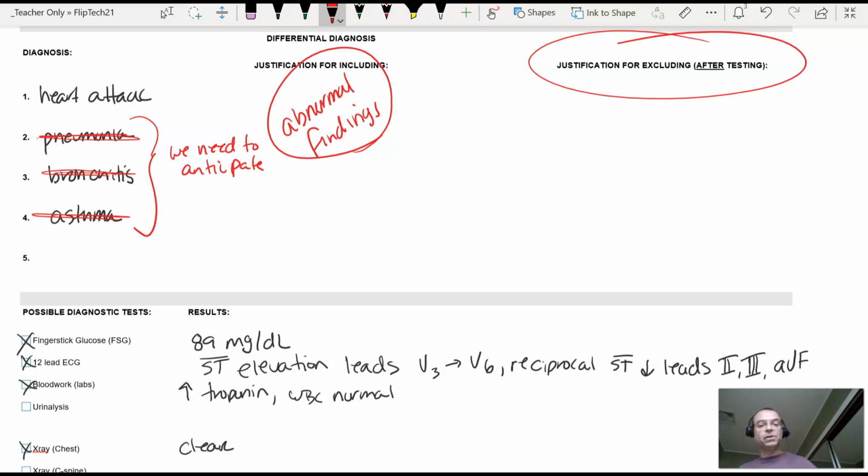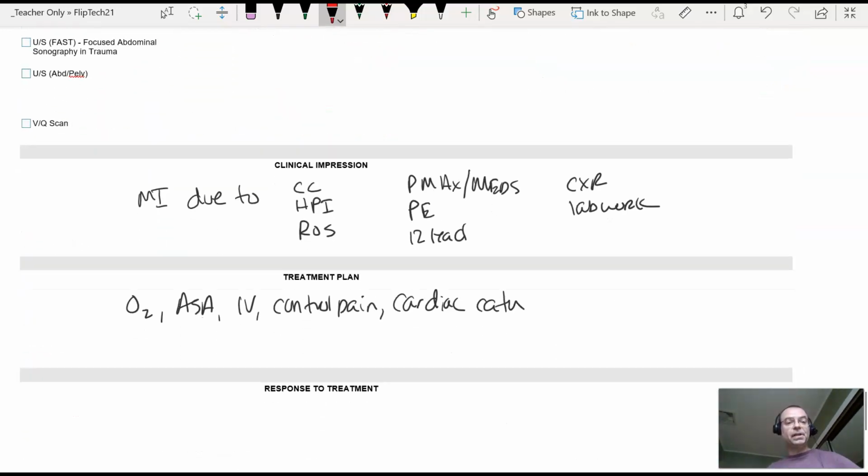So this is all pointing towards heart attack, in which case they would then write down here their clinical impression: heart attack, due to the chief complaint, history of present illness, review of systems, past medical history, medications, physical exam, the 12-lead EKG, chest x-ray, and lab work. And we will discuss how to treat a heart attack. We will discuss what a heart attack is right there on the spot, and talk about how it's basically a major plumbing problem and how do we fix clogs in plumbing. All right, so oxygen, aspirin, IV, pain control, and cardiac catheterization.